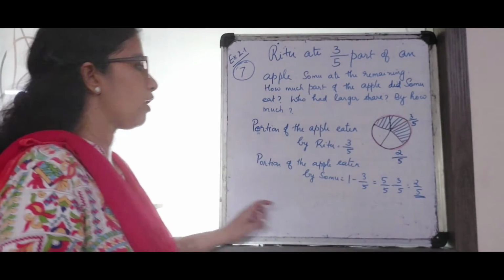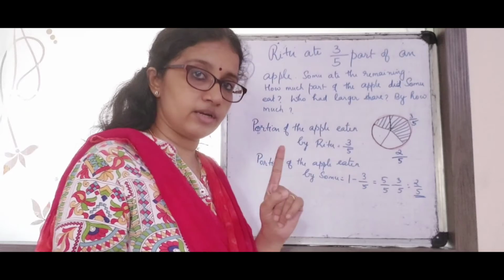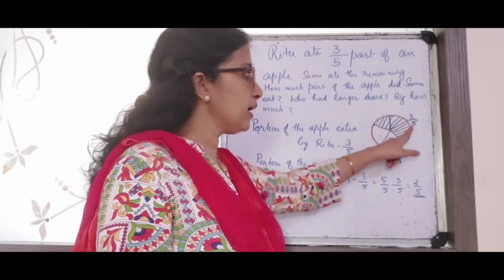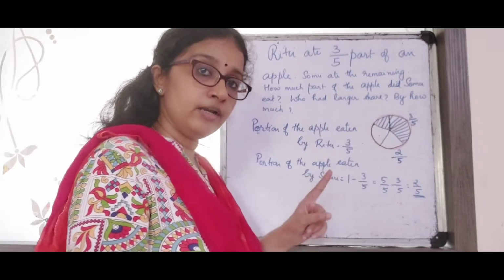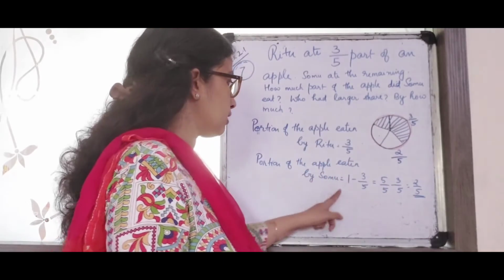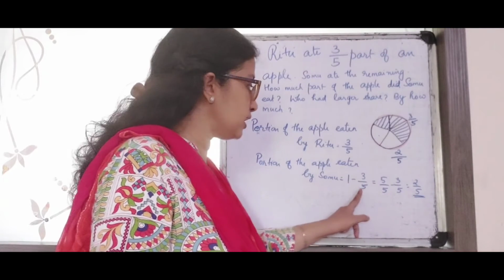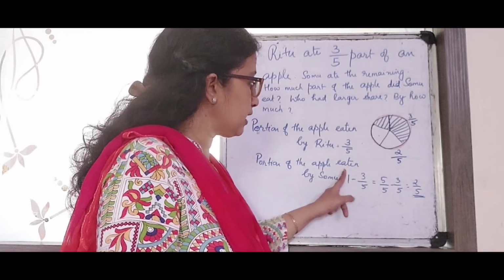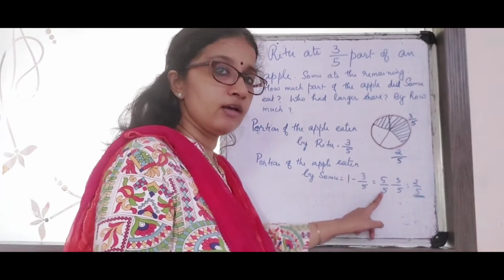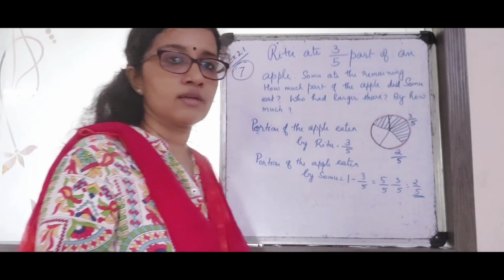Okay, you understood how we got this 2 by 5? Because the whole apple can be taken as 1. Out of this 1, 3 by 5 Ritu has eaten. So the remaining portion is 1 minus 3 by 5, right? Here 1 can be written as 5 by 5 since we need the same denominator in both the terms for subtraction. 5 by 5 minus 3 by 5 is equal to 2 by 5.